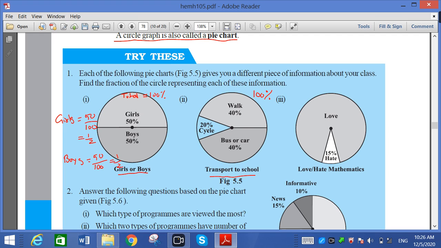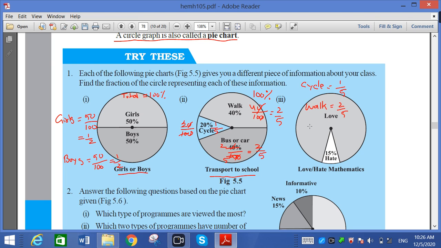Now for cycle, so for cycle here it is 20. So I have to write 20 upon 100. So that is 1 by 5. So here 1 by 5. Bus or car, that is 40 upon 100. That is 10 cut, 4 by 10, that is 2 by 5. Here 40 upon again 100. Same thing, that is 2 by 5. So by cycle we have to say 1 by 5. Walking students, they are 2 by 5.